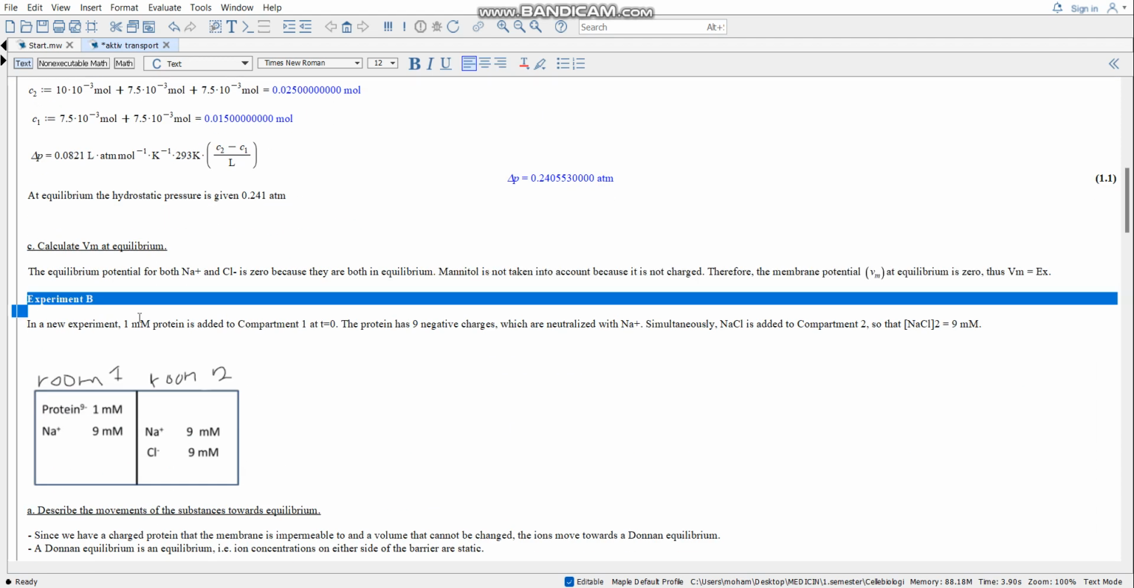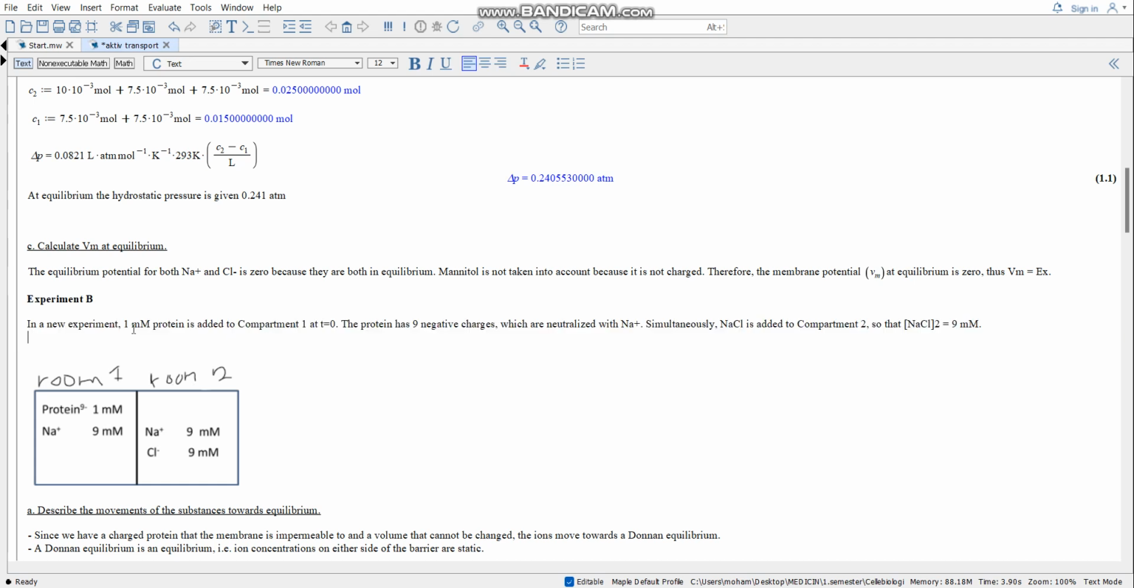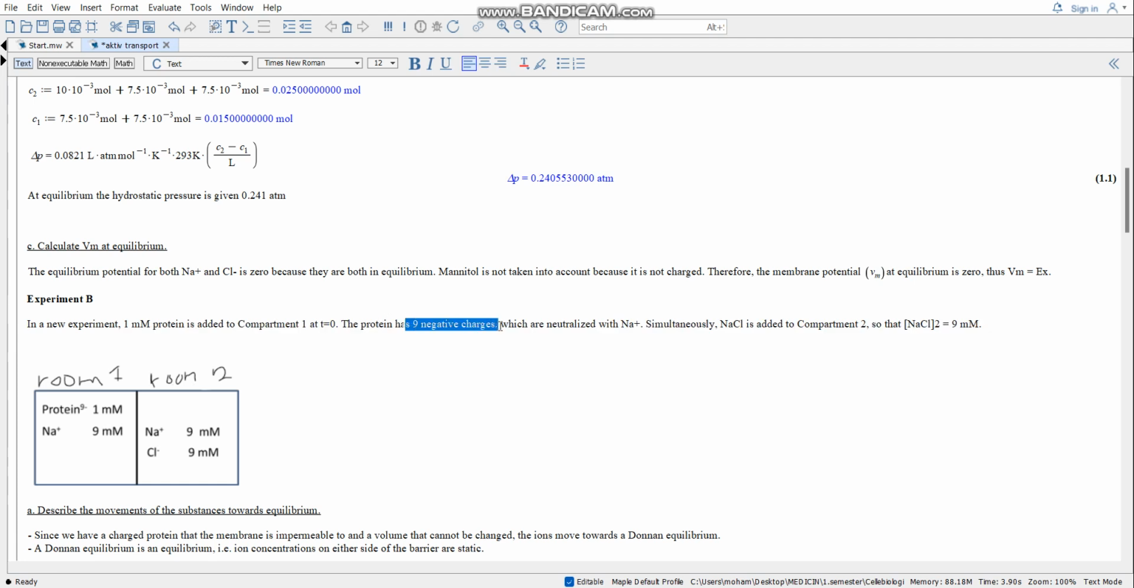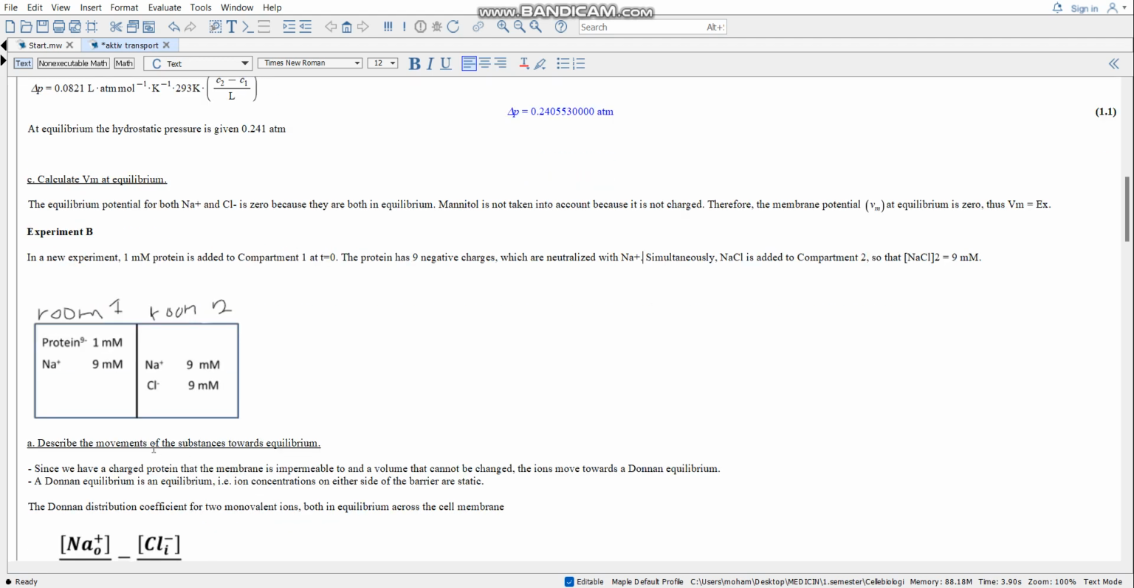Now let's get right to experiment B here. We have 1 millimole of protein added to compartment 1 at T0. The protein has 9 negative charges, which are neutralized with sodium. Simultaneously, sodium chloride is added to compartment 2 here, so that the sodium chloride concentration is 9 millimoles.